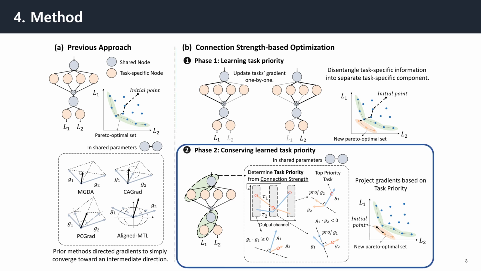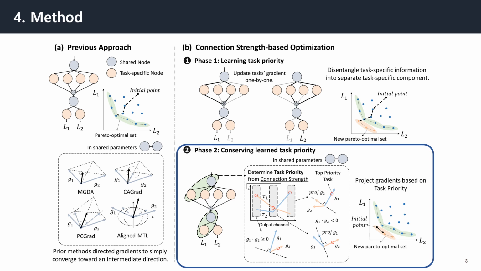Task priorities often fluctuate during training because of negative transfer, causing variation in overall multitask performance. To counter this, we introduced a secondary optimization phase designed to update gradients while preserving task priority. In phase 2, we utilize connection strengths.